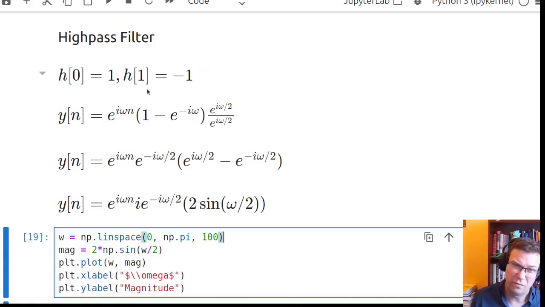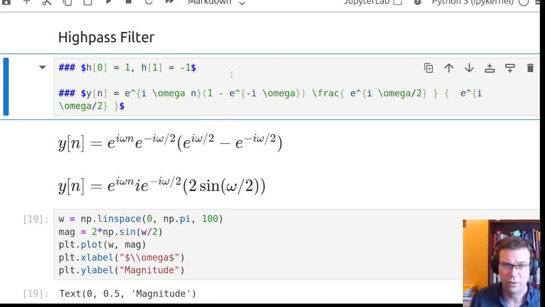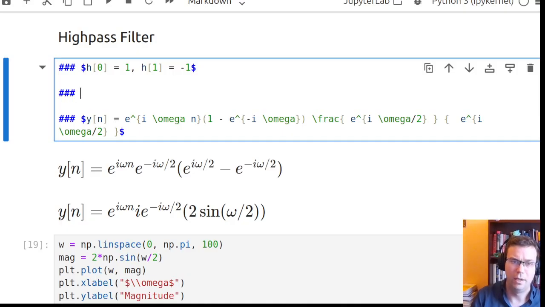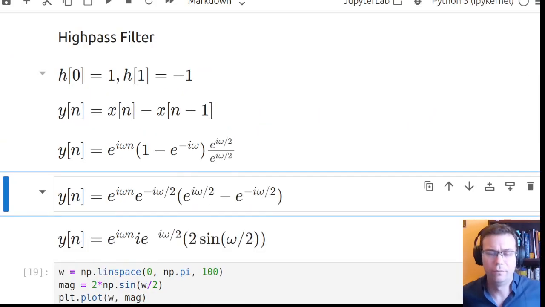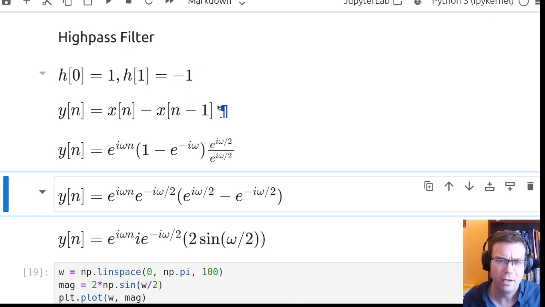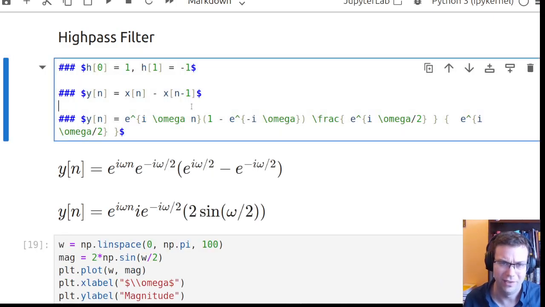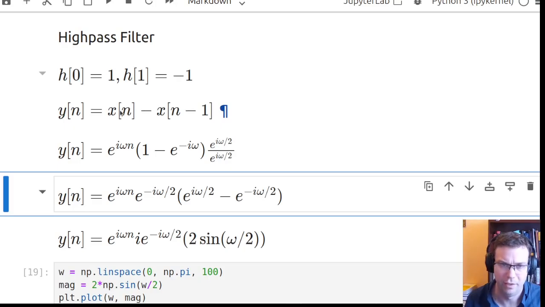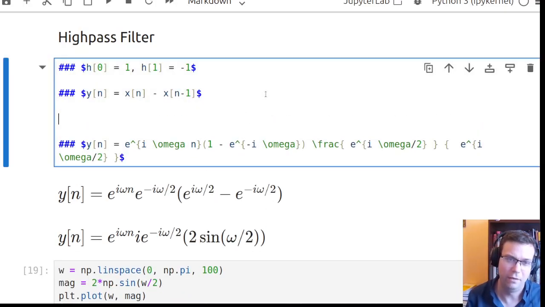Some intuition for this: if I look at the difference equation, y of n is equal to x of n minus x of n minus 1. This is actually a little bit like a derivative, a very cheap approximation of a derivative, like a secant approximation on the left side of sample n. I'll wave my hands a little bit and do a continuous example.